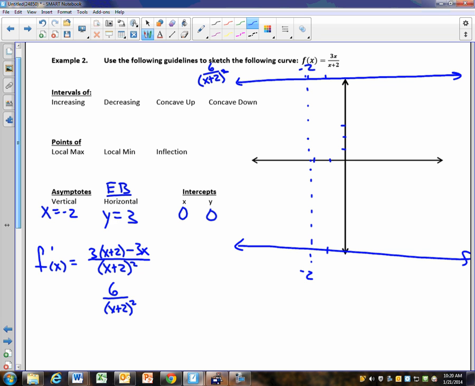Yes, because it is positive. However, the function itself is always increasing. So there's no decreasing. Your increasing will be from negative infinity to negative 2, and from negative 2 to positive infinity. I have negative 2 because you have the denominator undefined at negative 2. That's our critical point.